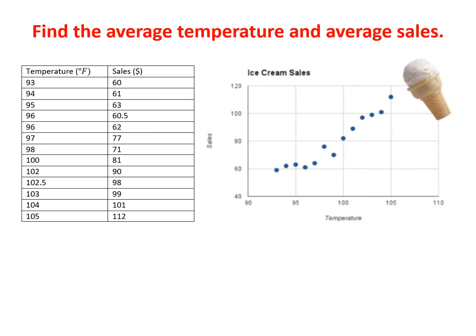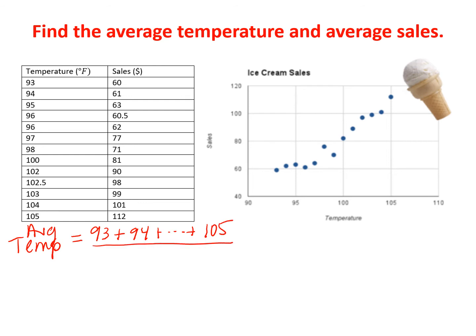So now I want you to find the average temperature and average sales. Just remember to find an average, you add up all the numbers, and then you divide by how many pieces of information you have. For instance, if we were going to find our average temperature, we would take each of the temperatures, 93 plus 94 plus all the way through 105.